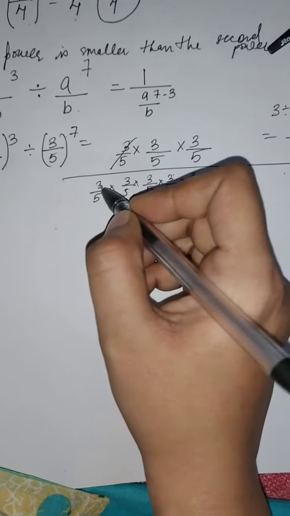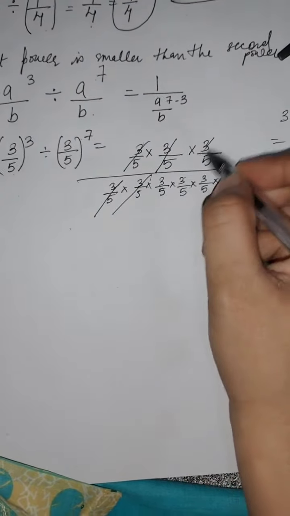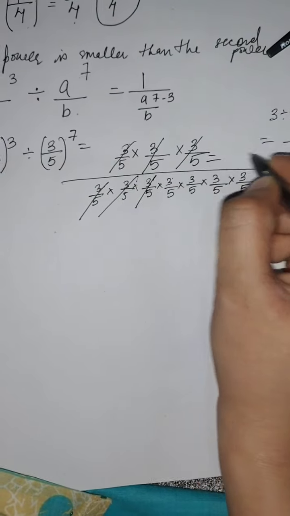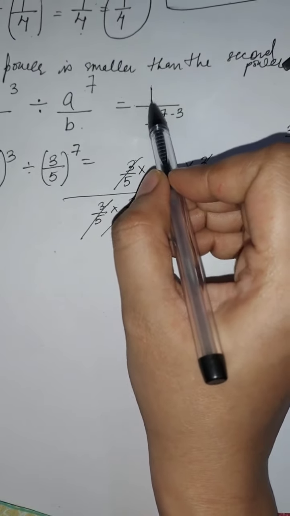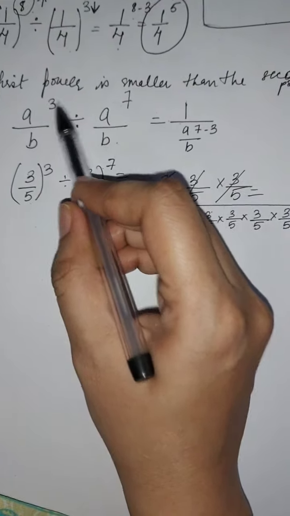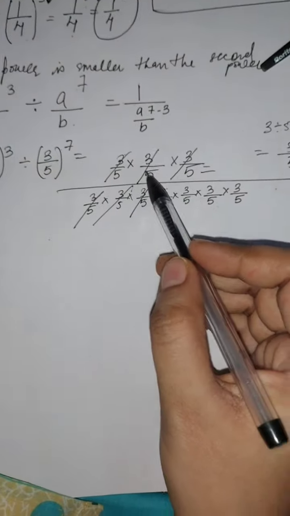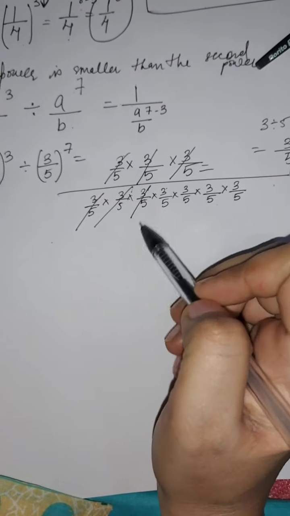3 upon 5, 3 upon 5 got cancelled. This 3 upon 5, this 3 upon 5 got cancelled. This 3 upon 5, 3 upon 5 got cancelled. So what will come on top? Obviously 1 will come as the answer. So this 1, which the rule says will come here when the first power is smaller than the next power, this 1 is got from this place. Can you see? We have taken it out. I've shown you with the functioning.